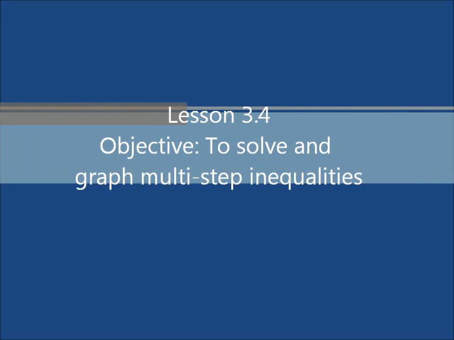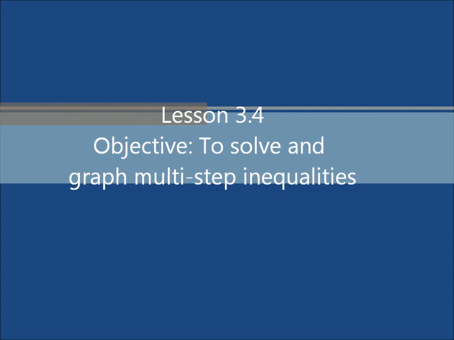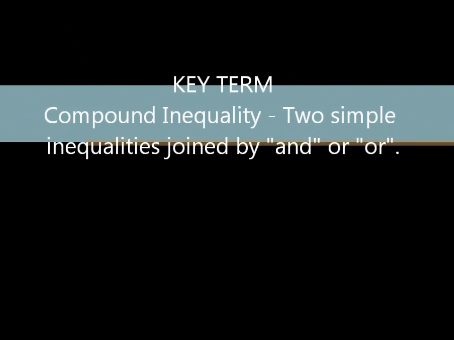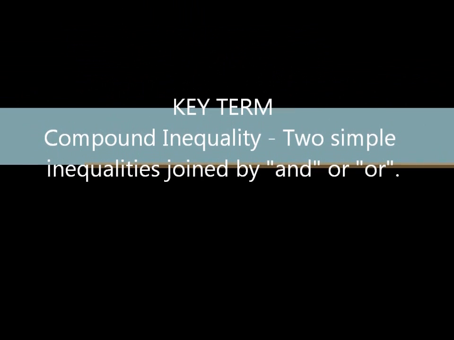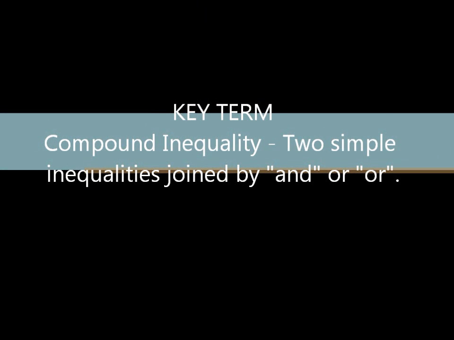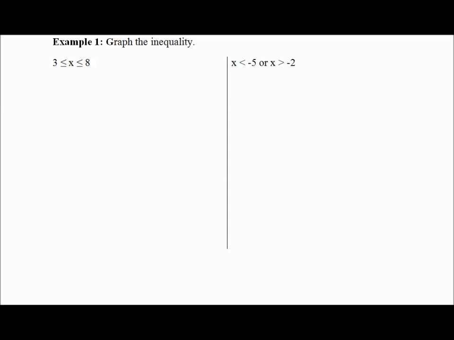Lesson 3.4. Our objective is to solve and graph multi-step inequalities. A compound inequality is two simple inequalities joined by and or or. With this lesson, we're going to solve and graph compound inequalities. A compound inequality is just two simple inequalities joined by the word and or or.